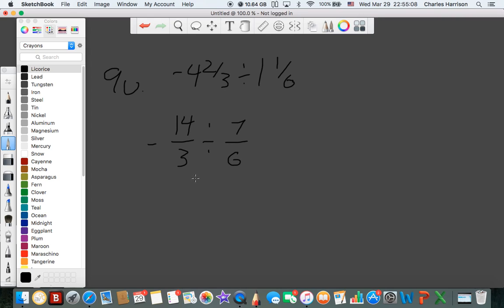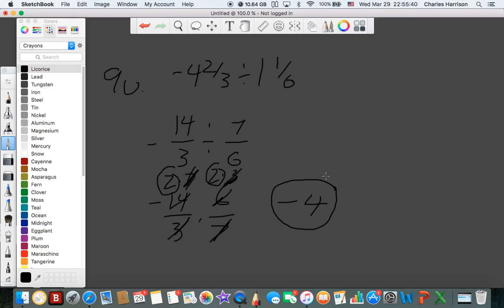And then what we need to do is flip this one. It's called timesing by the reciprocal, so it's negative 14/3 times 6 over 7. What is 14? That's really 2 times 7, so we can cancel out a 7 here and a 7 here. And what is 6? Well, that's really 2 times 3, so we can cancel out a 3 here and a 3 here. What's left on top? A 2 and a 2. What's left on bottom? Nothing. And then we have a negative as well. So this turns into negative 2 times 2, which is negative 4. And so that is the final answer.